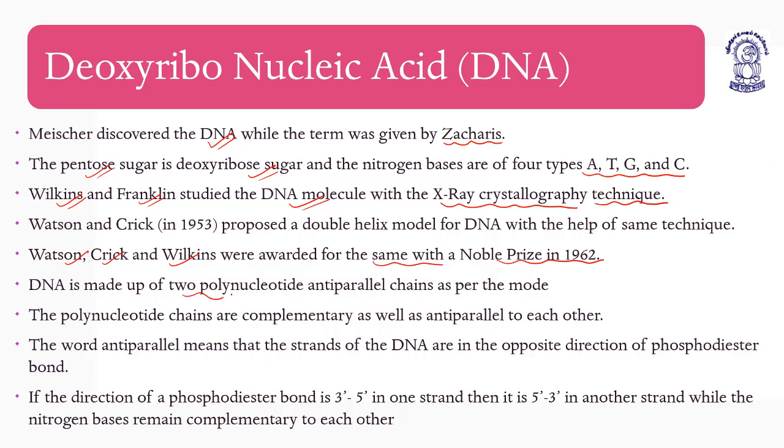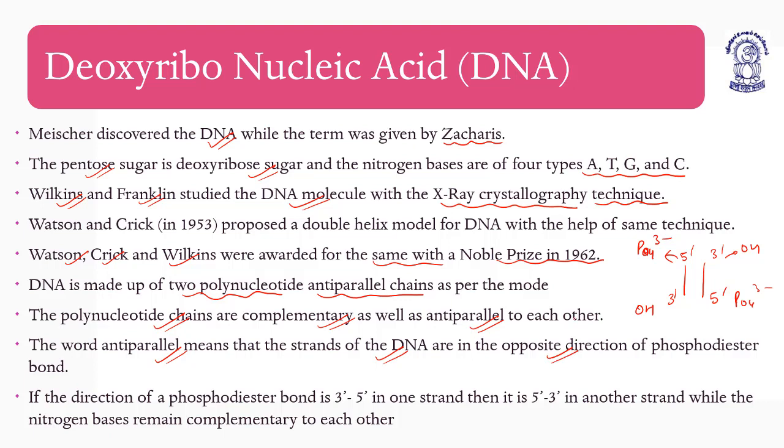DNA is made up of two polynucleotide anti-parallel chains, 5 prime to 3 prime, and 3 prime to 5 prime. The 5 prime end means the phosphate is free. The 3 prime end means the OH group is free. So DNA is made up of two polynucleotide chains which are anti-parallel. The polynucleotide chains are complementary as well as anti-parallel to each other. The word anti-parallel means the strands of the DNA are in opposite direction.